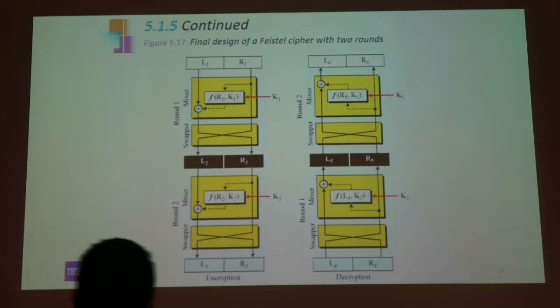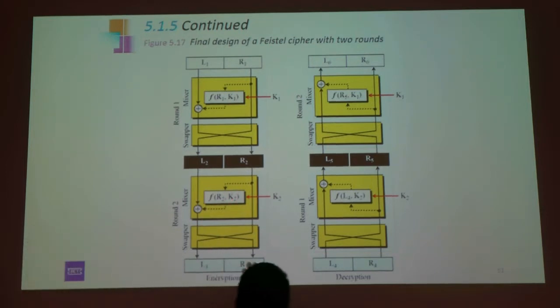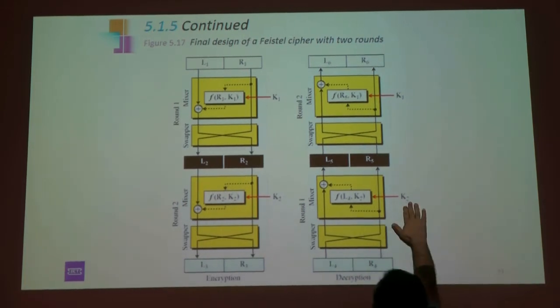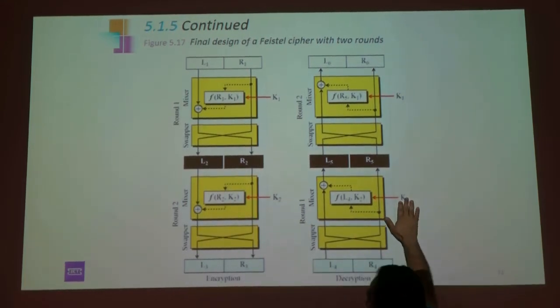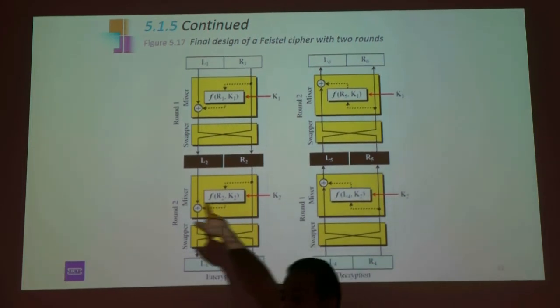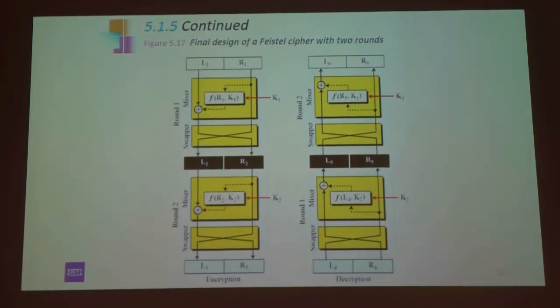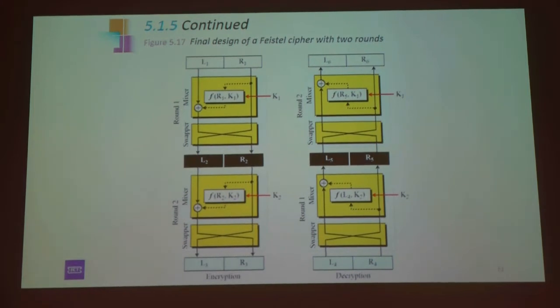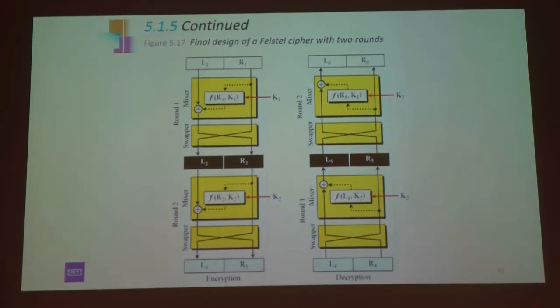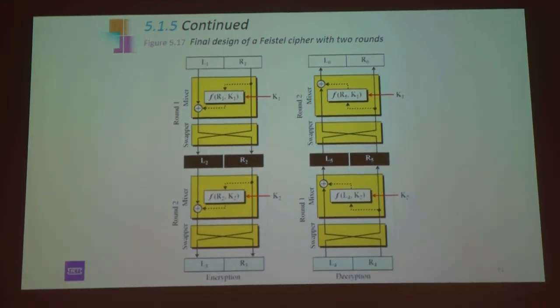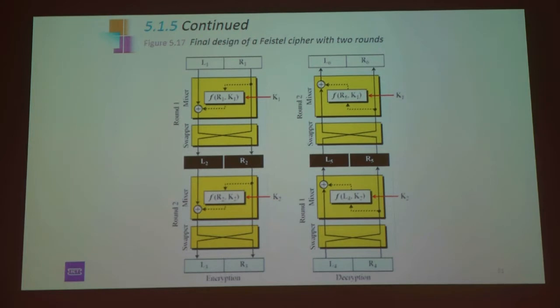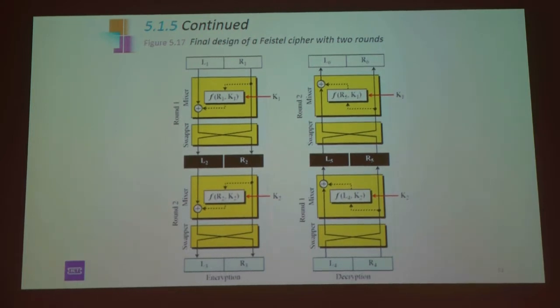Then when you go to the reverse, you start with the last one and use the keys in reverse. By the way, it's not the same key. I forgot to mention that. Key 1 is different from key 2. So there is a whole process: if you have 16 rounds, you have to generate 16 different keys from the main key. Then you reverse the process.